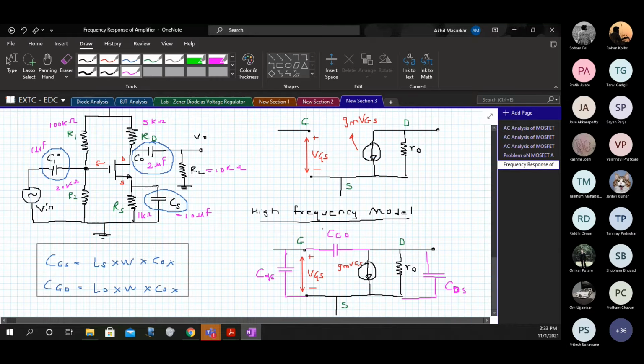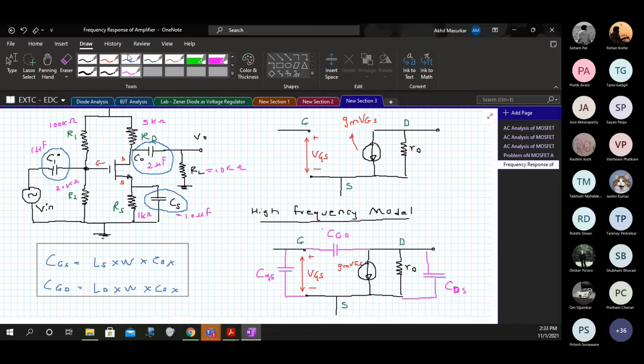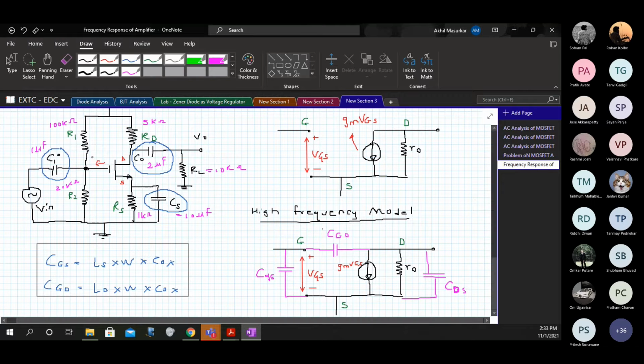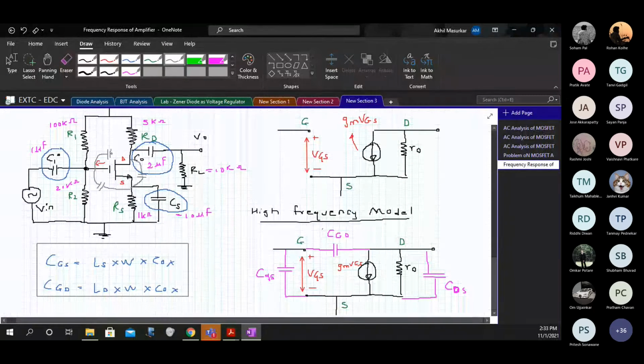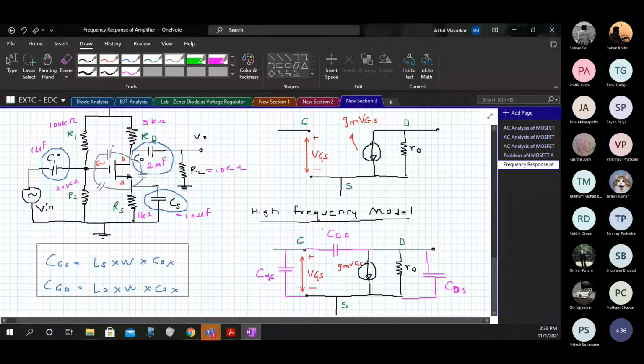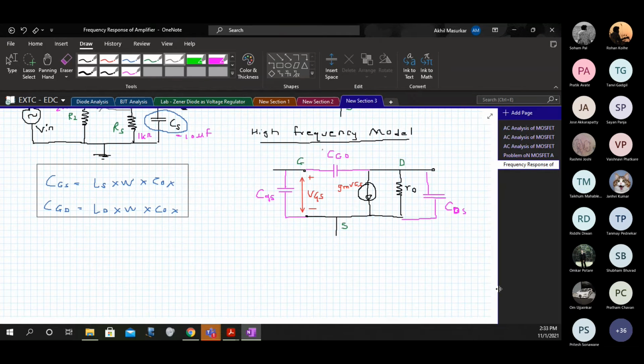So if you just see, CGS is here, so we can say it's on the input side. CDS will be somewhere here, so it's on the output side. But you can see CGD is between the input and the output. So if that is the case, then where should we consider CGD? Should we consider it on the input side or should we consider it on the output side?